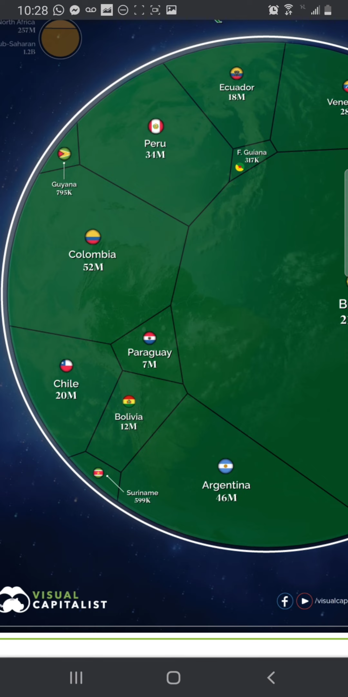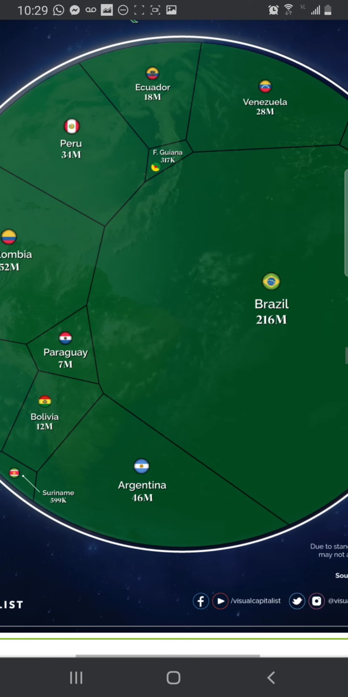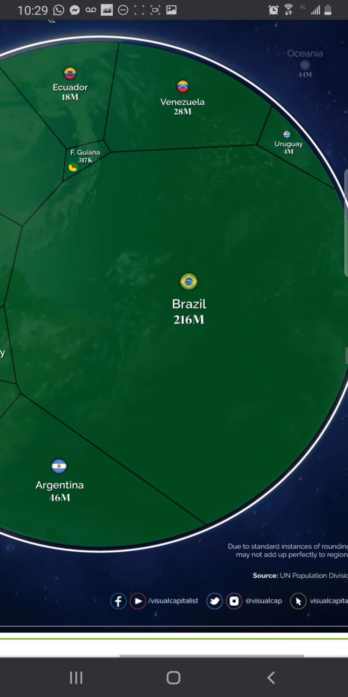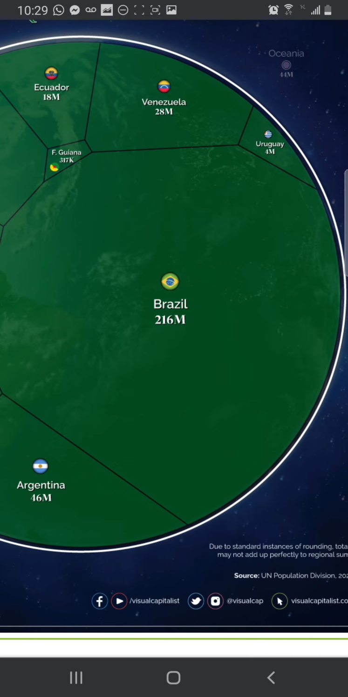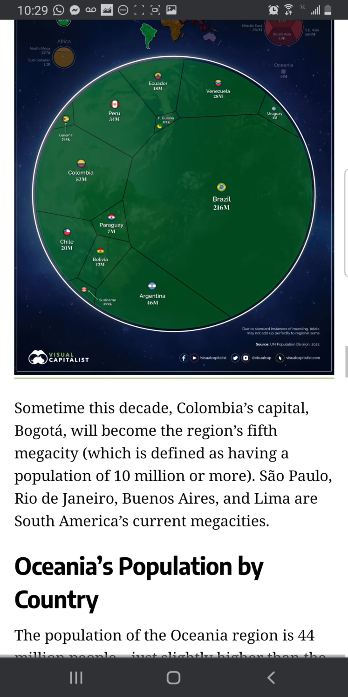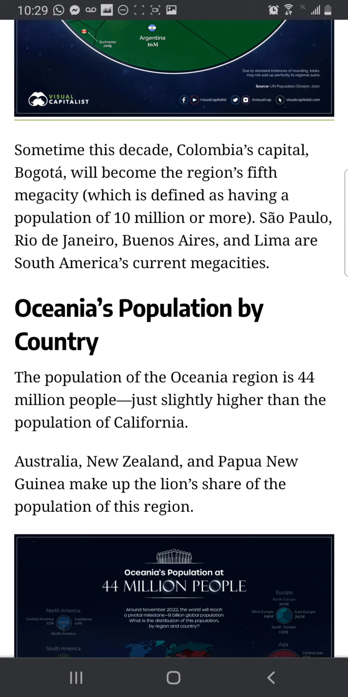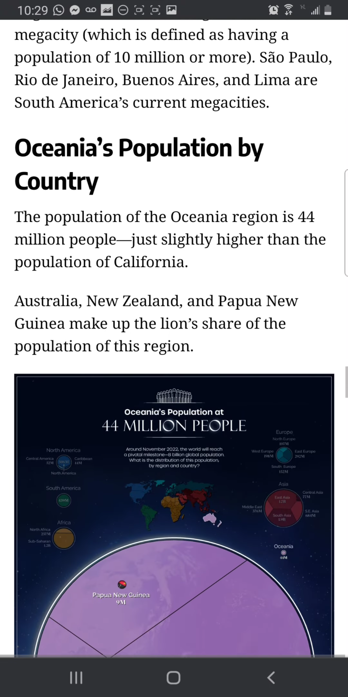Give you a close-up. So we see Peru, Guyana, Colombia, Chile, Paraguay, Bolivia, Argentina, Ecuador, Venezuela, Uruguay, Brazil. Let's zoom out. Sometime this decade, Colombia's capital, Bogota, will become the region's fifth megacity, which is defined as having a population of 10 million or more. Sao Paulo, Rio de Janeiro, Buenos Aires, and Lima are South America's current megacities.